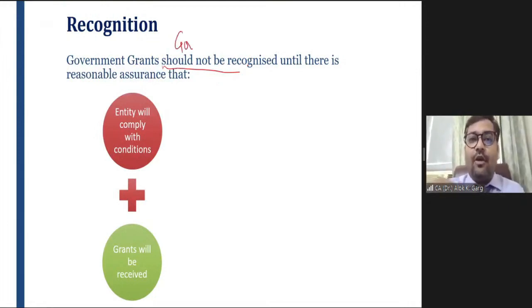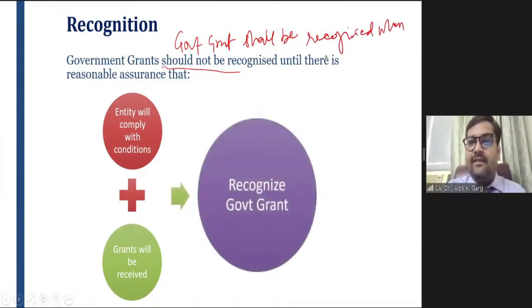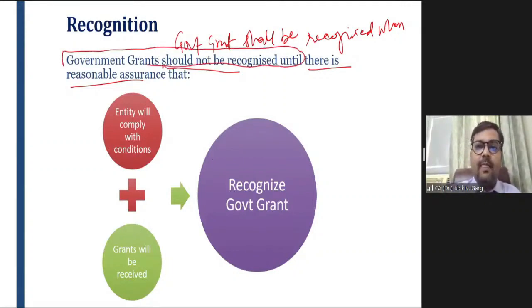They can say that government grant shall be recognized when there is a reasonable assurance. So they are saying government grant should not be recognized unless. So why say unless? Instead of saying this, we can say that government grant shall be recognized when there is a reasonable assurance that the entity will comply with the conditions and the grant will be received.